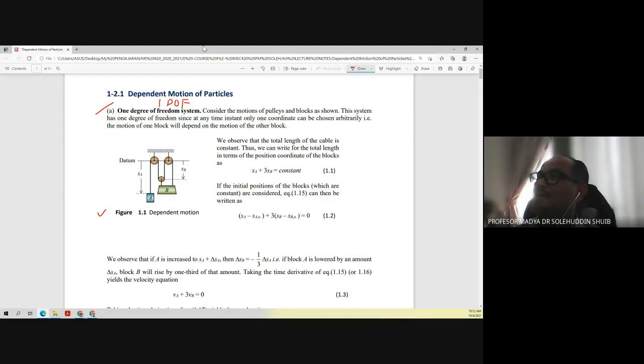What it means is that the motion of one block will depend on the motion of the other block. If you see this figure, we call it dependent motion.